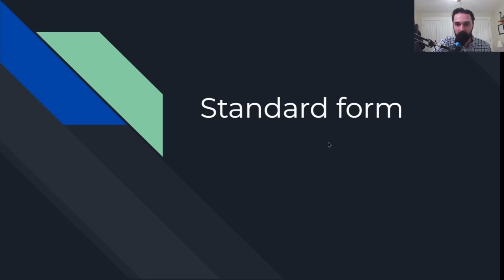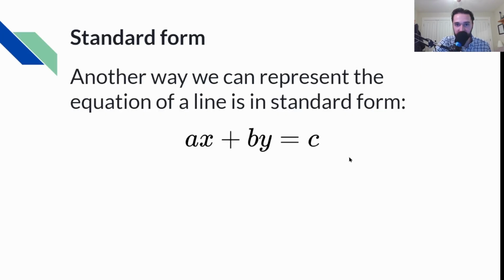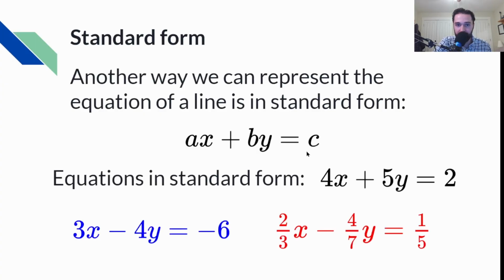Okay, great. The last form we need to talk about is standard form. Another way we can represent the equation of a line is in standard form. This form is a little bit useless, because unlike the first two forms, we can't just look at it and extract meaningful info. This is just another way to represent a line, so we need to know about it in case we're asked to convert between the forms.